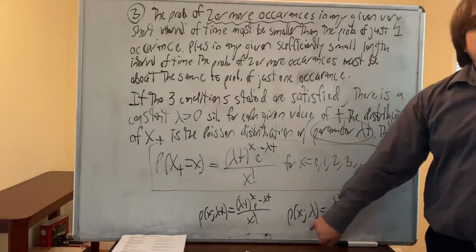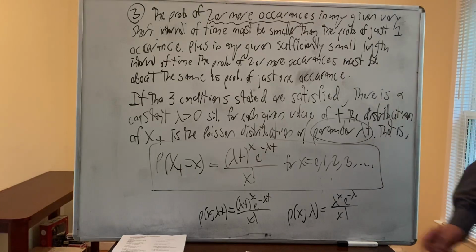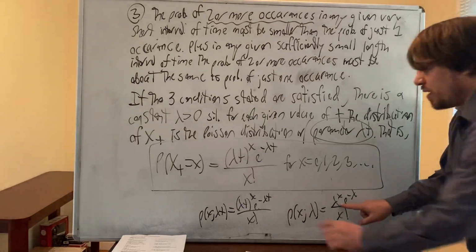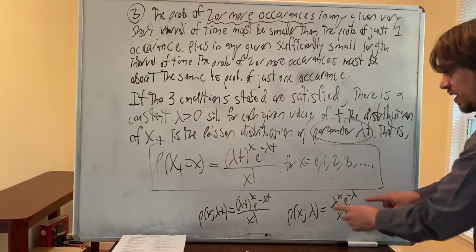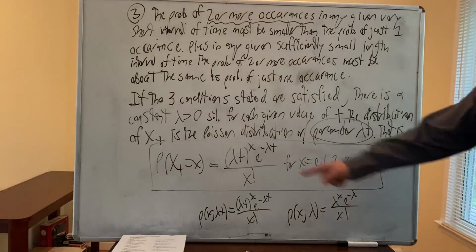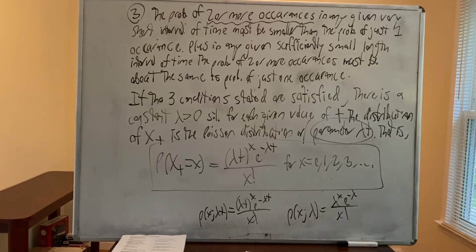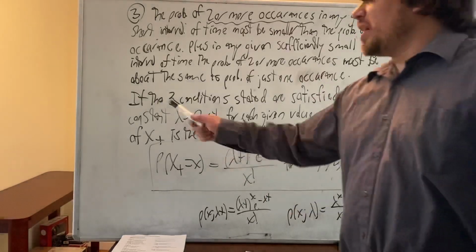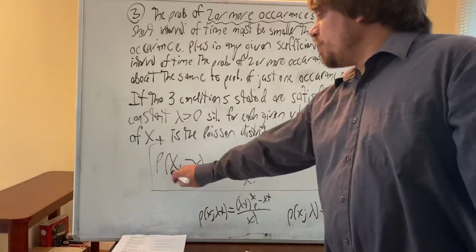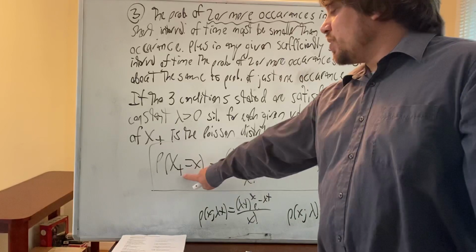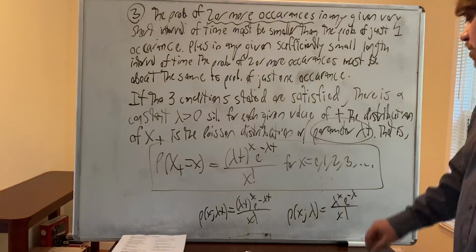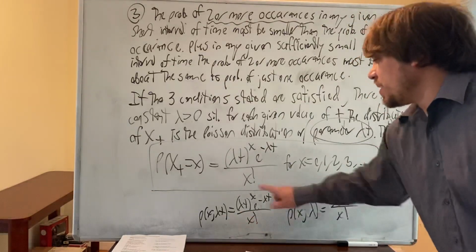So it's the Poisson probability function, but instead of lambda as your parameter, it's lambda t. Instead of lambda here, it's lambda t, and there's still x factorial. And that's what that means. It means that if those three conditions are satisfied, there is some constant lambda greater than 0 such that the probability of your phenomenon occurring x times in some fixed interval of length little t is equal to the Poisson probability function whose parameter, instead of lambda, is lambda t.